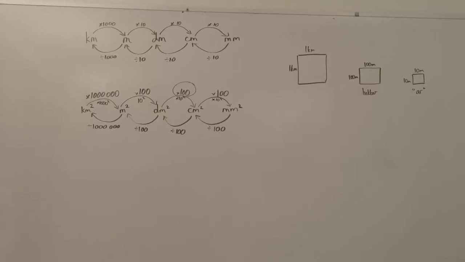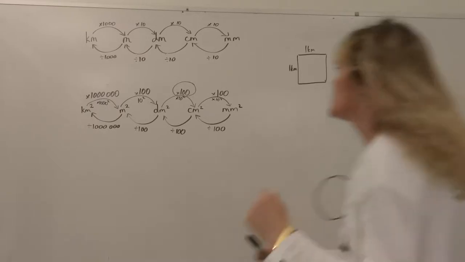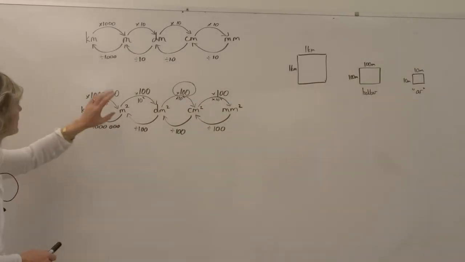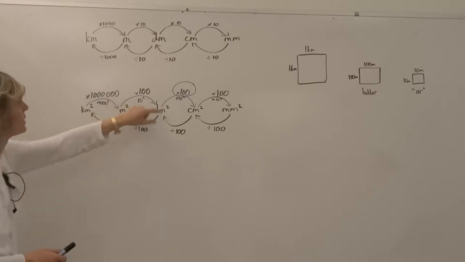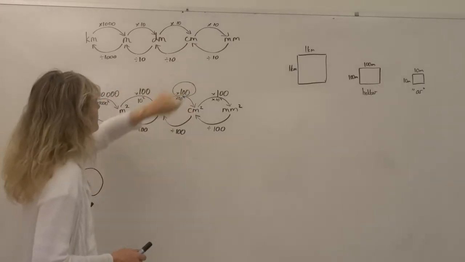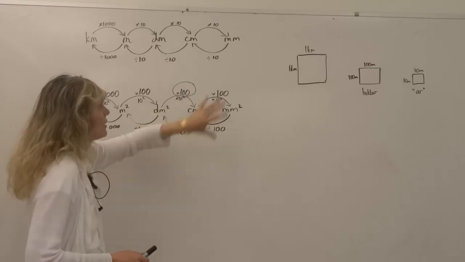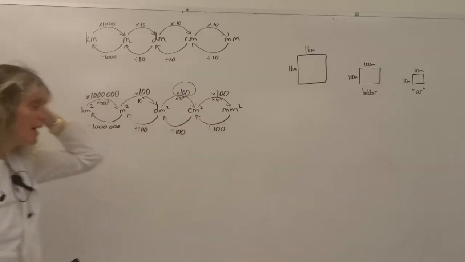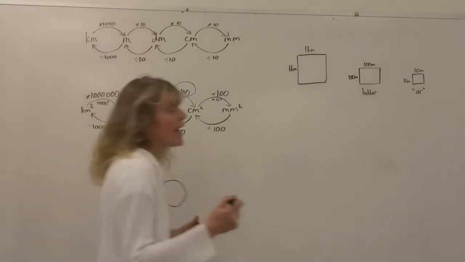Okay, so we just feel that we're getting to grips with these units of area that we've just talked about, going from kilometre squared to metre squared times a million, metre squared to decimetre squared times 100, decimetre squared to centimetre squared times 100, and centimetre squared to millimetre squared. And then they start to introduce something else.